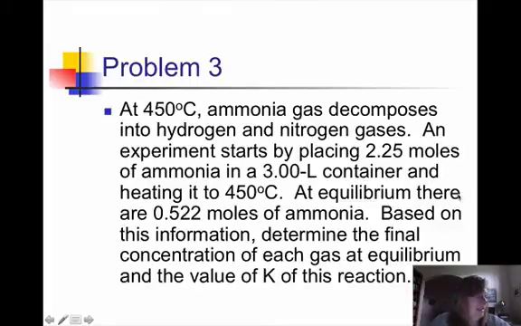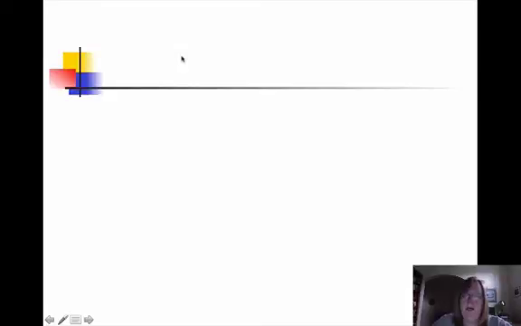Okay, here is, I think, our last problem, and it is at 450 degrees, and it's a decomposition of ammonia, and they're placing 2.25 moles of ammonia in a 3-liter container, and they're heating it, and then they're telling us how many moles of ammonia we have at equilibrium. They would like us to find the concentration of everything at equilibrium and calculate the value of K. So here we go. Here I'm going to give myself more room. Here's our equation. Ammonia is decomposing into nitrogen and hydrogen gas. So balancing the equation, I think that'll do it.